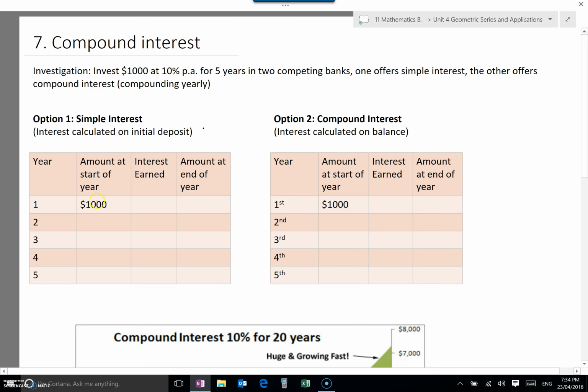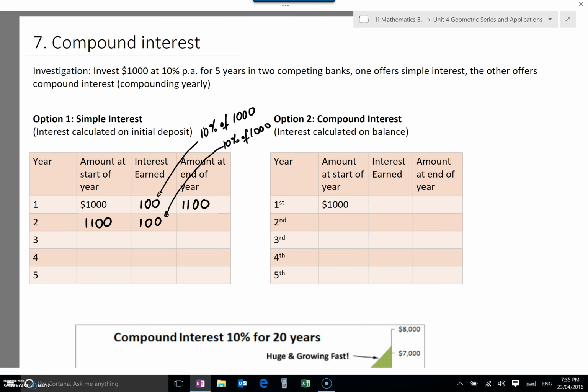So in this scenario, the interest earned for the first year in here will be 10% of 1,000. $100 interest, and the amount at the end of the year will be 1,100. I'll copy that 1,100 down for the amount at the start of the second year, but the interest earned will be 100 again, because it's always just 10% of 1,000, which is the initial amount, and we can complete the table.